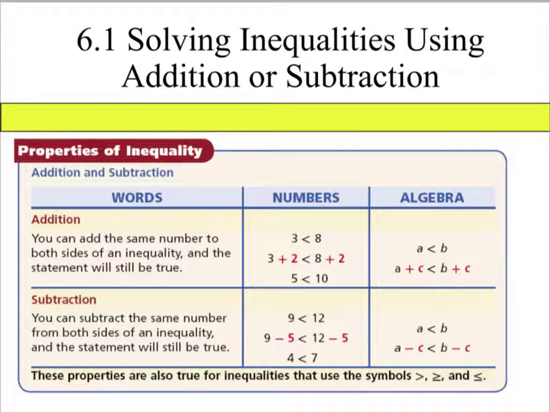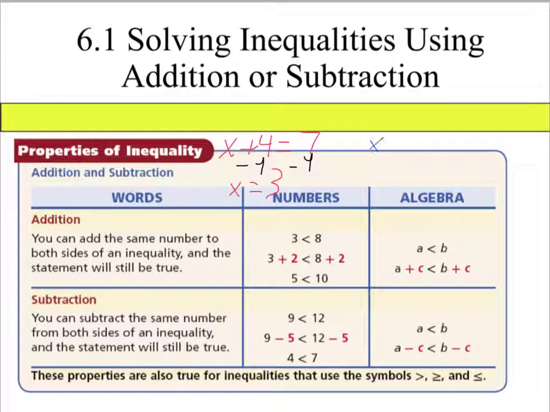Okay, it says you can add the same number to both sides of an inequality and the statement is still true. Same thing, you can subtract the same number from both sides and the statement is still true. This is true for all symbols: greater than, less than, greater than or equal to, and less than or equal to. Just like if I gave you x plus 4 is equal to 7, very first thing is I would subtract 4 on both sides, and I would have x is equal to 3. That's the same exact thing on inequalities.